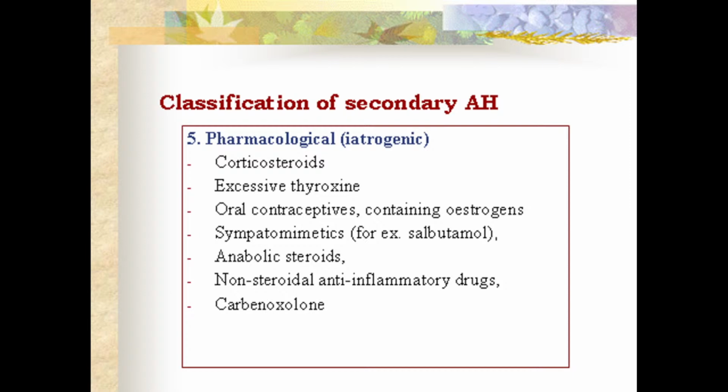First of all, corticosteroids, thyroxine, thyroid hormone preparations, especially in high dosages, oral contraceptives, especially the first generations. Oral contraceptives, those that contain estrogens. Sympathomimetics, for example, salbutamol, fenoterol, anabolic steroids, non-steroidal anti-inflammatory drugs, carbenoxolone.